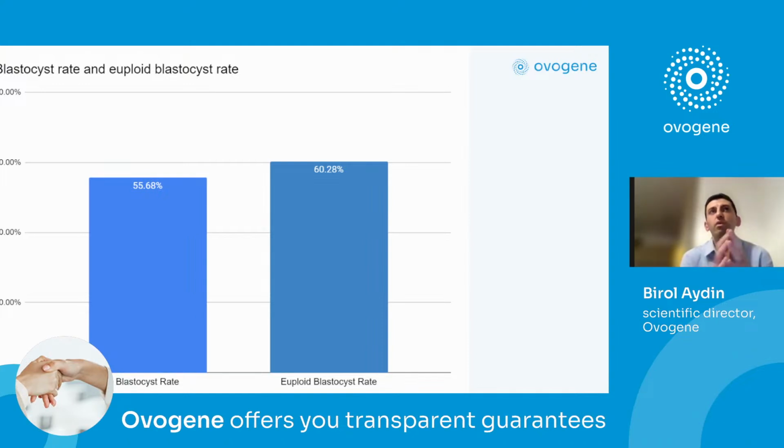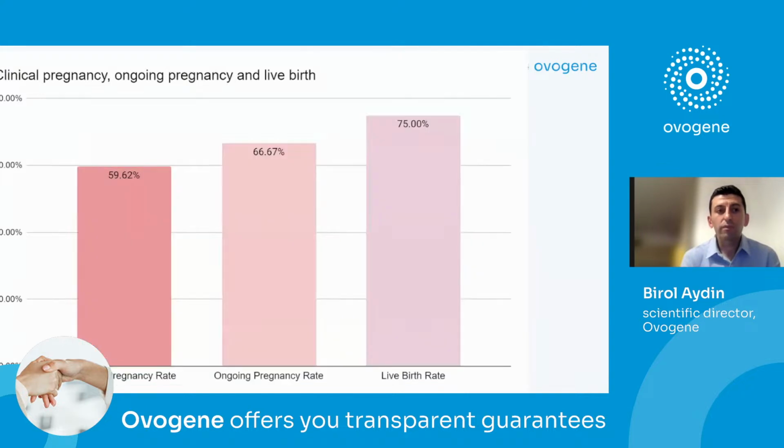You know that for advanced maternal age above 38 years old, with regular IVF or lab technologies, we cannot talk about more than a 35-40% blastocyst rate, almost even less. So that's why mitochondrial transfer is so helpful to get high quality blastocysts.